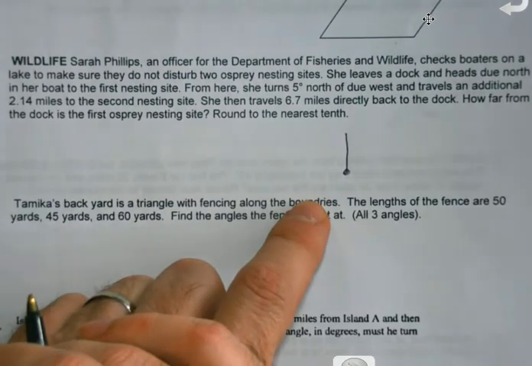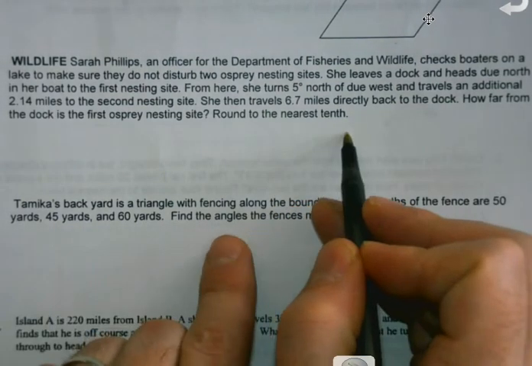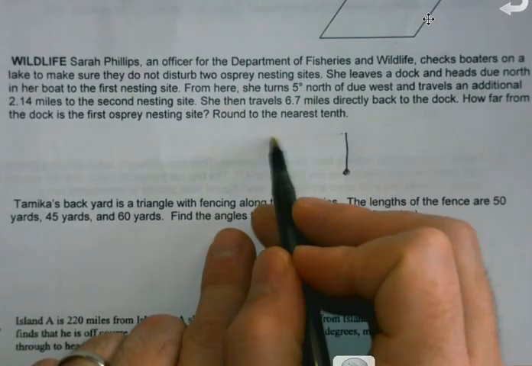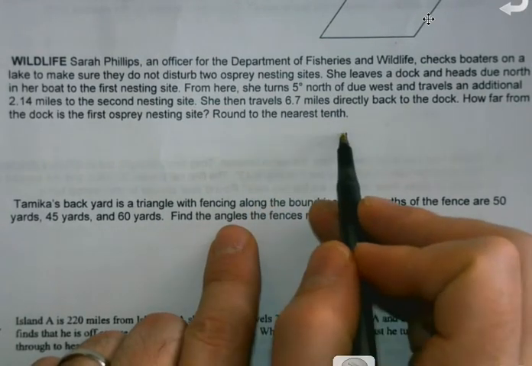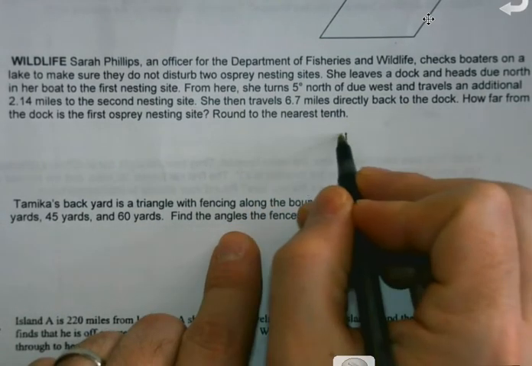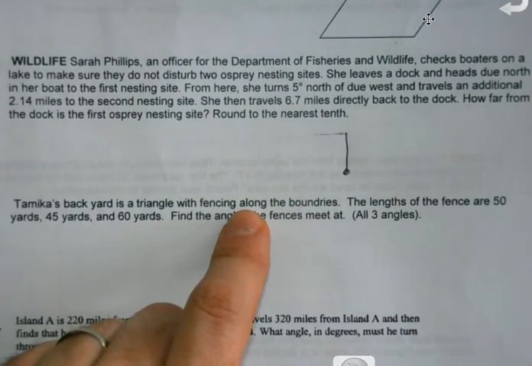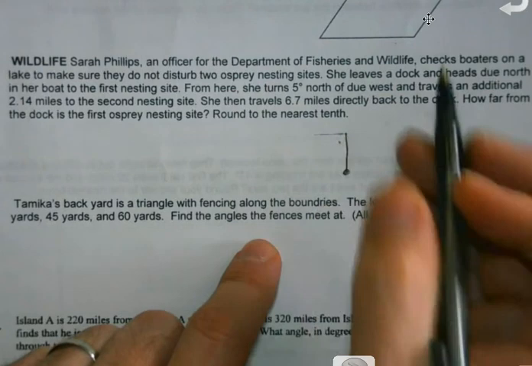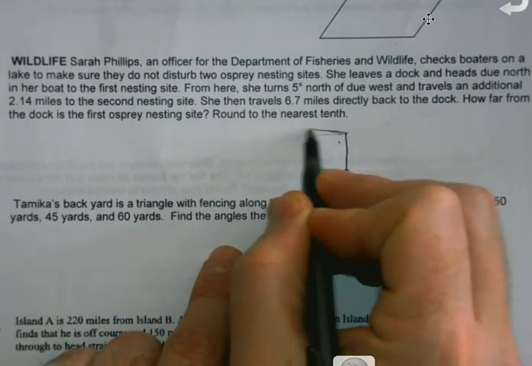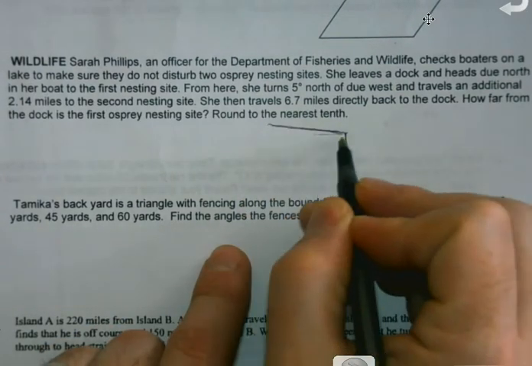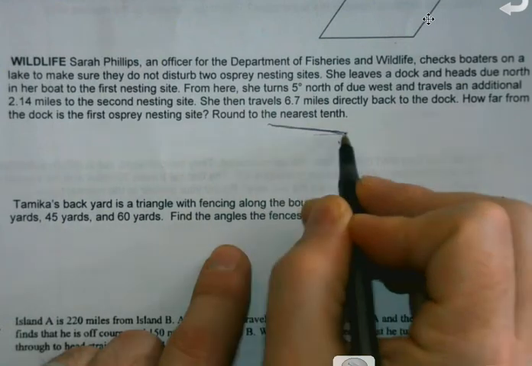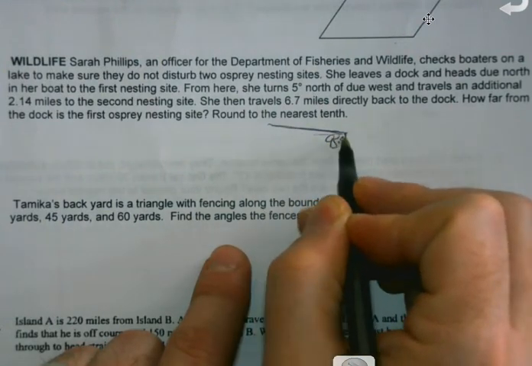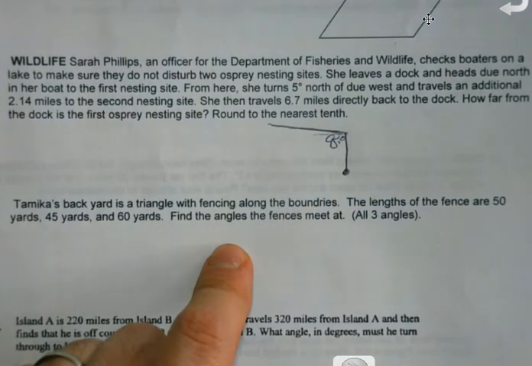Okay, little lesson on directions. Due west would be straight to the left because, well, that's where west is. But she's 5 degrees north of that. So if she would have gone due west, it'd be a 90-degree angle she made. But it's not. She's 5 degrees north of that, which means not only do I get the right angle, I get the 5 extra degrees. So sort of like the parallelogram, they don't tell me this 95-degree angle, but that's what it is.